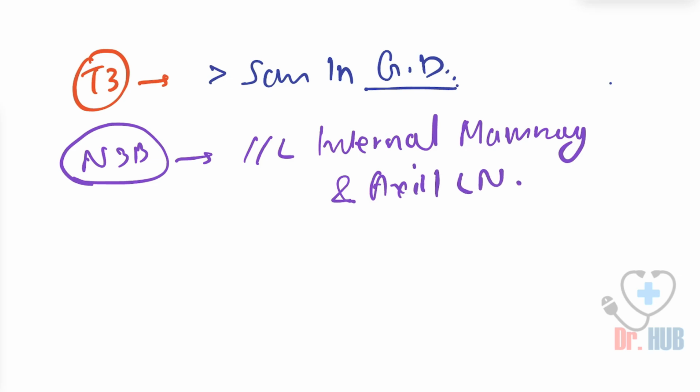Now just to recap, this is the T3 which we asked in the first question. T3 is greater than 5 centimeters in the greatest dimension. Whereas N3B is ipsilateral, and it involves the internal mammary as well as the axillary lymph node. So this was about the TNM staging.